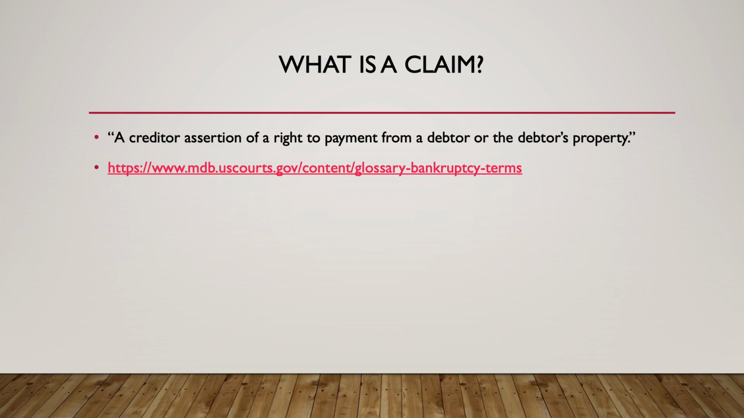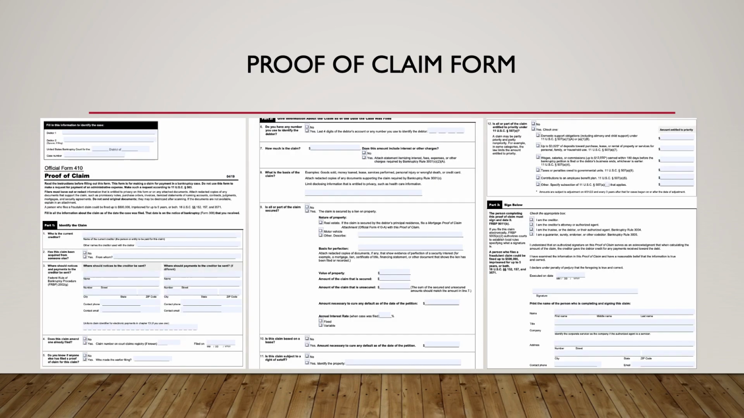A claim in bankruptcy is a creditor assertion of a right to payment from a debtor or the debtor's property. So it's just kind of like a stake. A creditor has a stake in that person's case. And I got this definition from the Maryland Bankruptcy Court website. There's a glossary of bankruptcy terms section that has all of the bankruptcy words in layman's terms. I'm sure if you check your jurisdiction, your bankruptcy court website, it'll probably have something similar. You could always go to the bankruptcy code, which is Title 11, to pull up the official definition if you like.